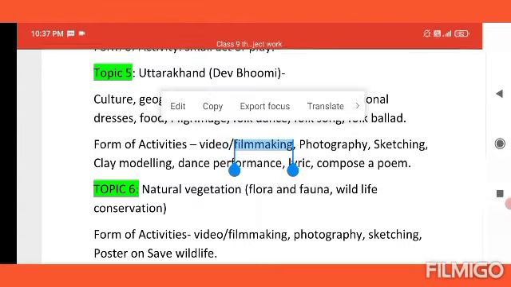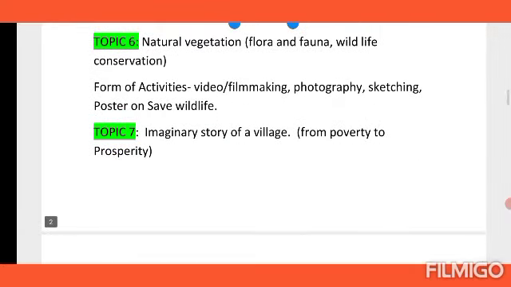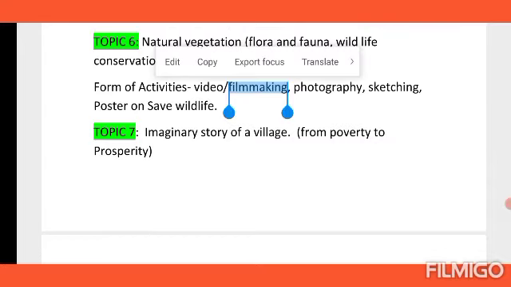Okay, then the sixth topic is natural vegetation, flora and fauna, wildlife conservation. Here you have to talk about the natural vegetation, flora, plants, fauna, animals, and wildlife conservation. You can show this in the form of a video, filmmaking, photography, a collage, sketching, or a poster on save wildlife, but it should be very good.